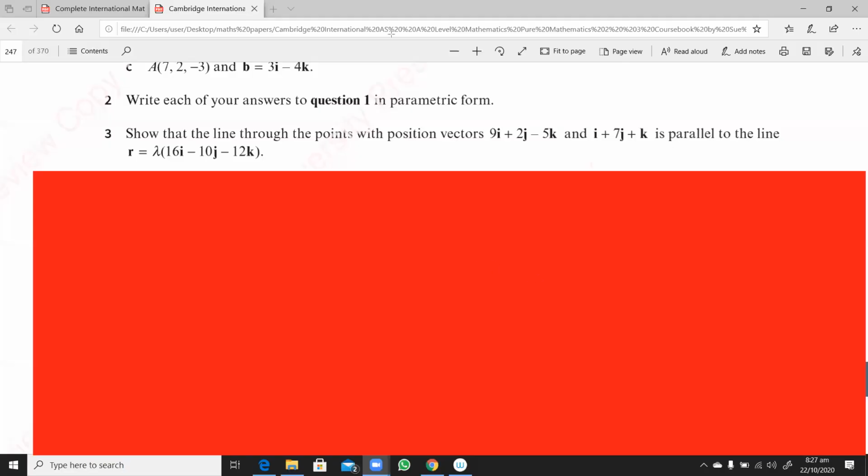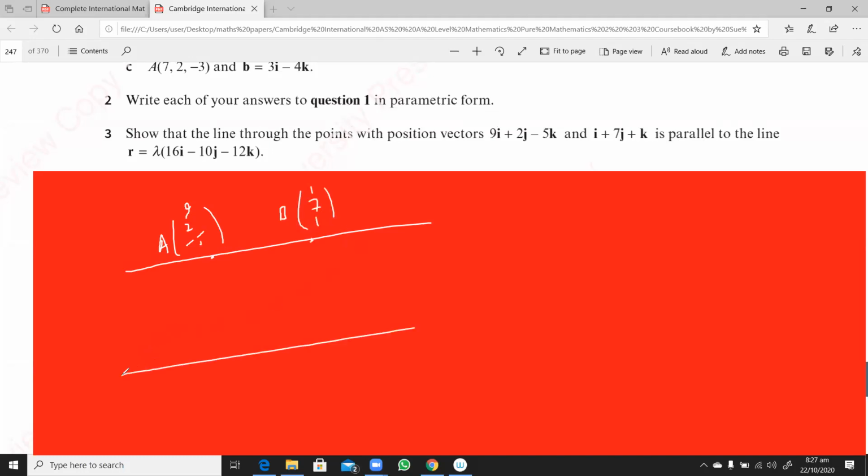Okay, third question. It says show that the line through the points this and this is parallel to the line this. Now suppose here are the points. This point A is (9, 2, -5), and here is the point B, which is (1, 7, 1). There is another line whose equation is r = lambda(16, -10, -12). So we have to show that these two lines are basically parallel to each other.